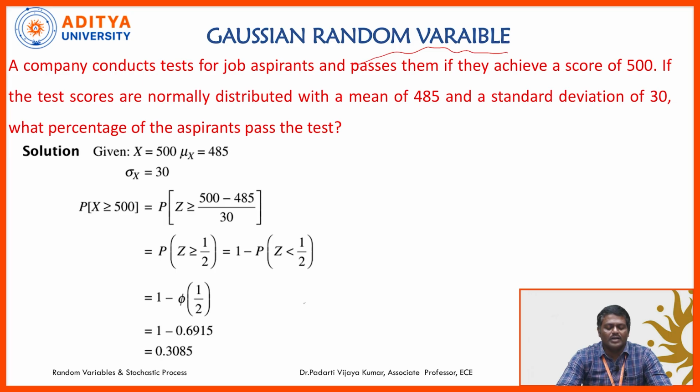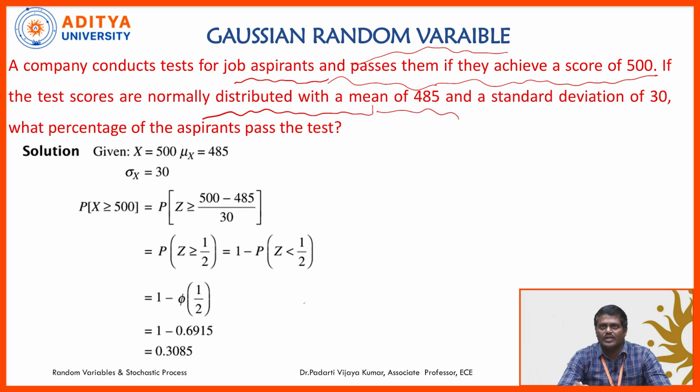A company conducts a test for job aspirants and passes them if they achieve a score of 500. So, if the score exceeds 500, they will pass the candidate. If the test scores are normally distributed with a mean value of 485 and a standard deviation of 30, what percentage of the aspirants pass the test?